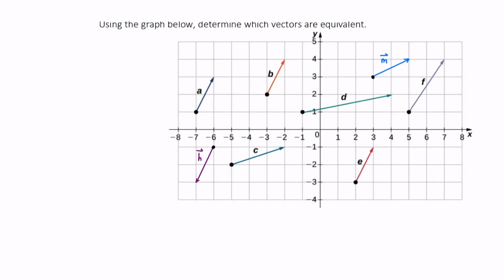Welcome. In this video, we are going to use this graph below to determine which vectors are equivalent. I just want to quickly point out that some texts refer to this as equal. And remember, when we're looking for equivalent vectors, what we're looking for is twofold. We want them to have the same length, same size, or the same magnitude, and we want them to point in the same direction.